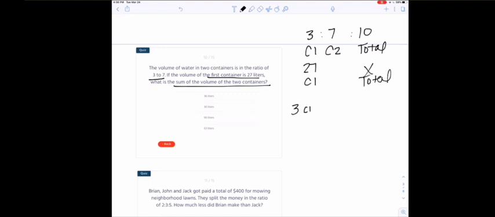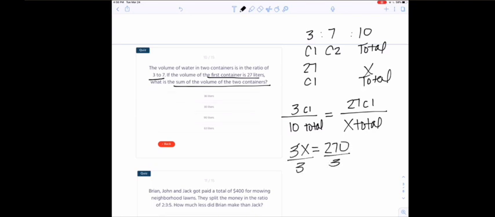We start with container 1, 10 total. We get this from our ratio. Container 1, x total. Okay, now that we have that, let's cross multiply. 3 times x is 3x. 27 times 10 is 270. I'm going to divide by 3 to isolate the x.